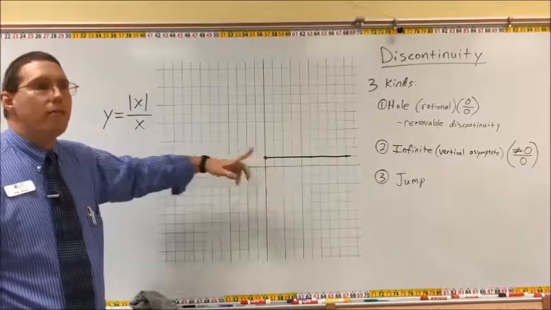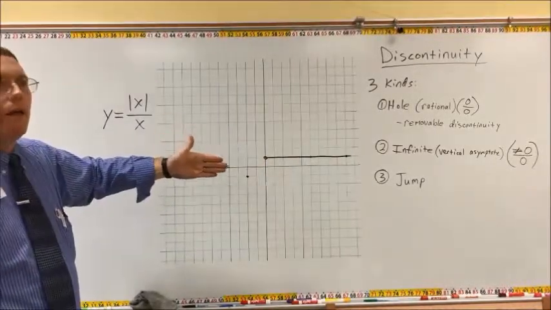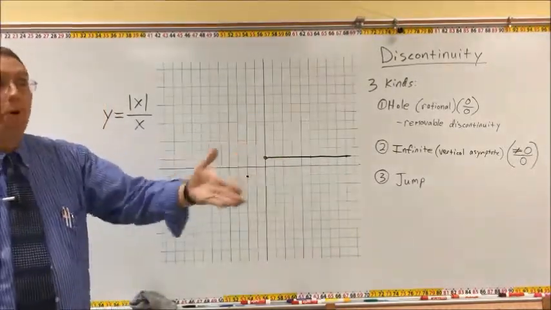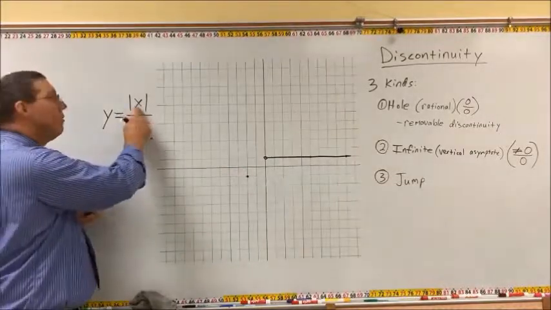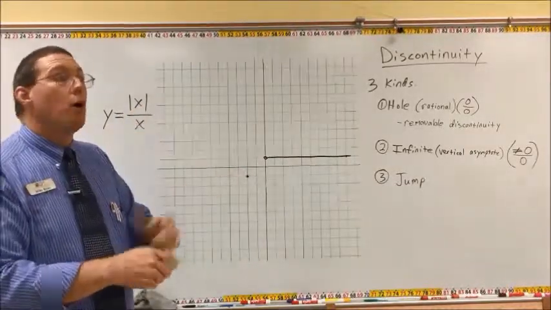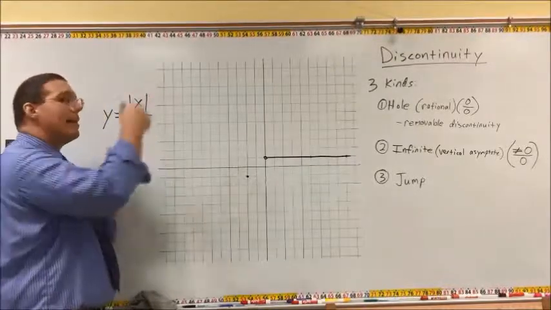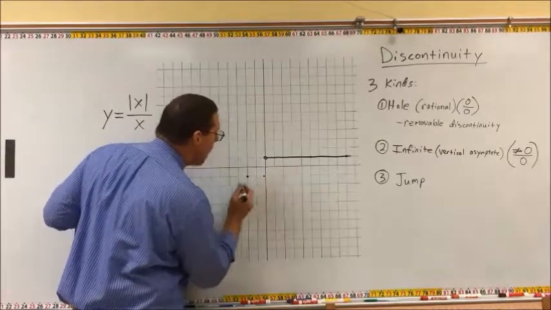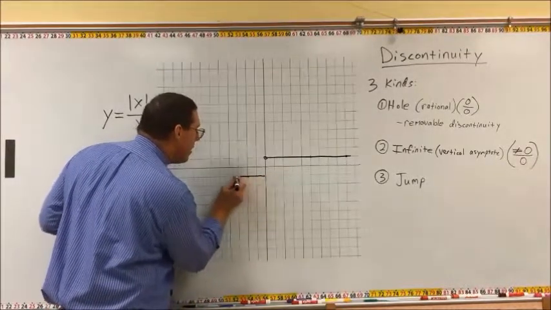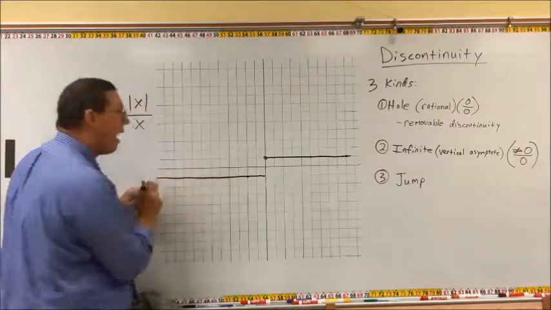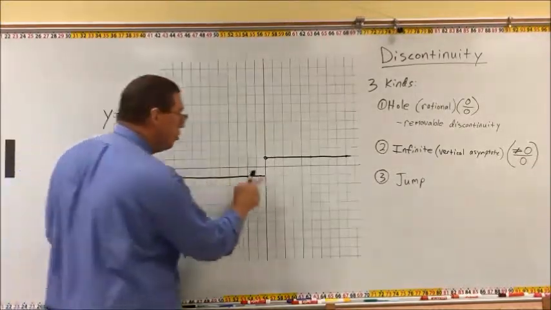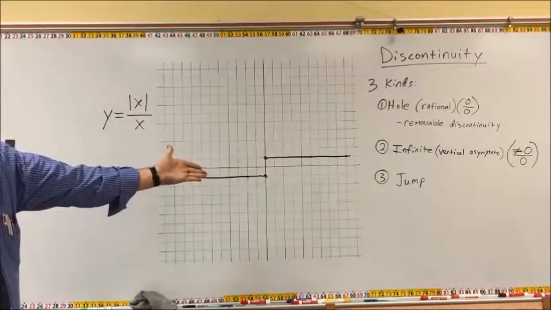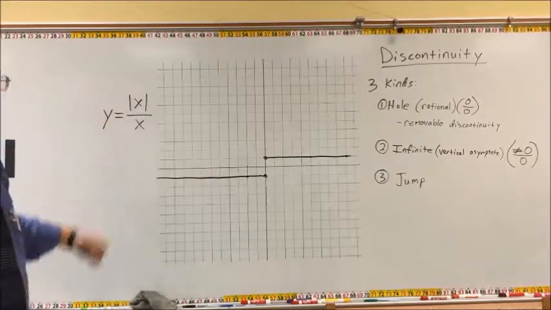All right, so now let's put something in that is negative but really close to 0. Negative 0.01. What is the absolute value of negative 0.01? 0.01. And what is 0.01 divided by negative 0.01? -1. So we know that all these negative values are going to equal -1. So it's going to be a constant value of -1 except at 0 where it is not defined. And this is the graph of y equals the absolute value of x over x.